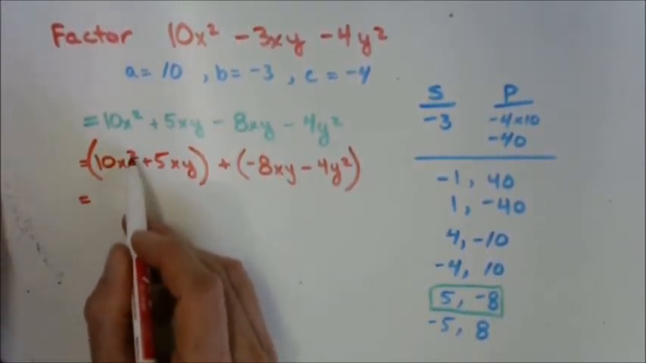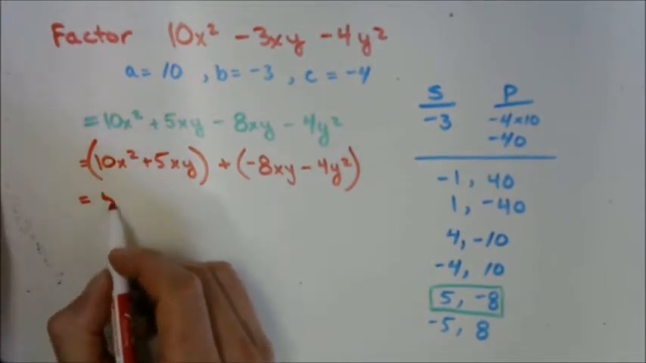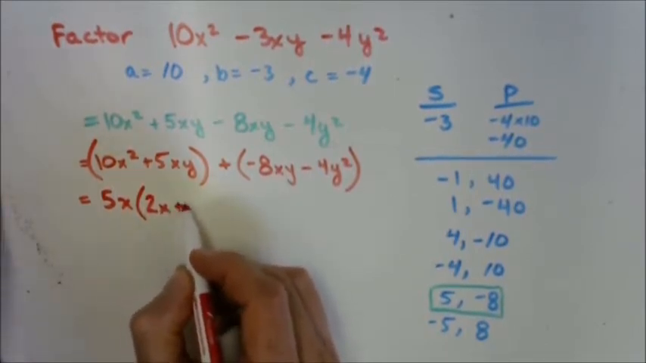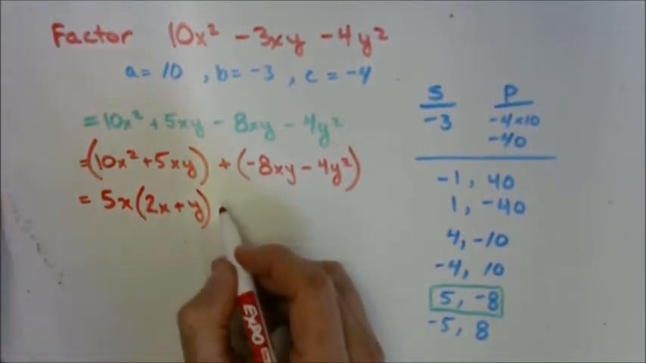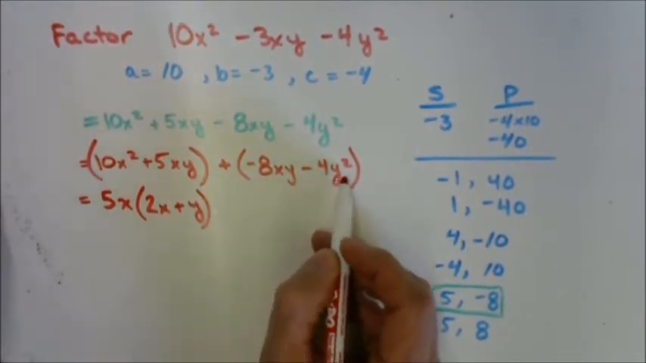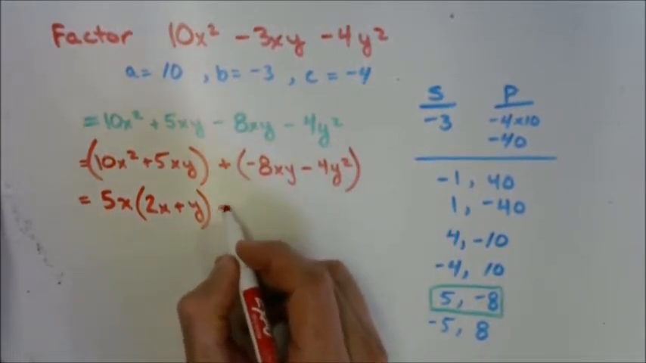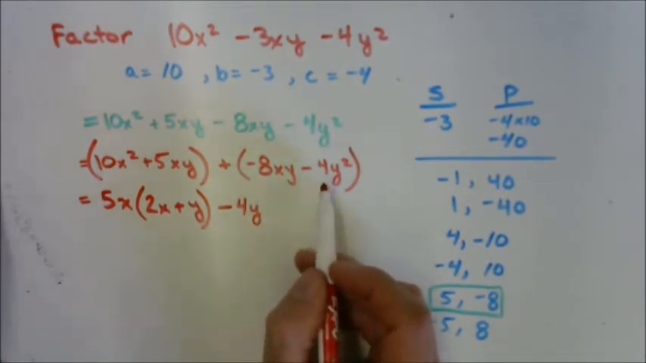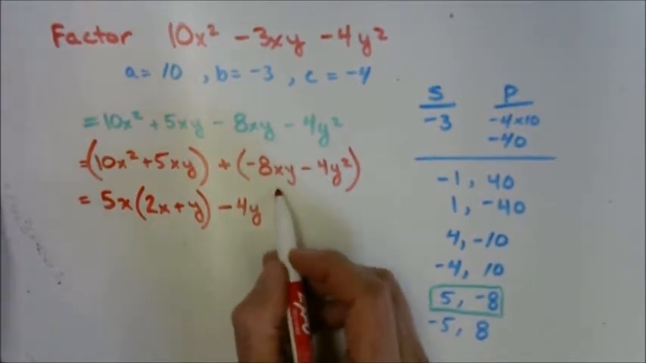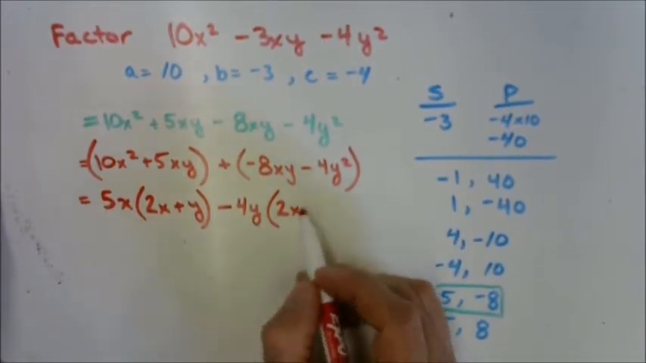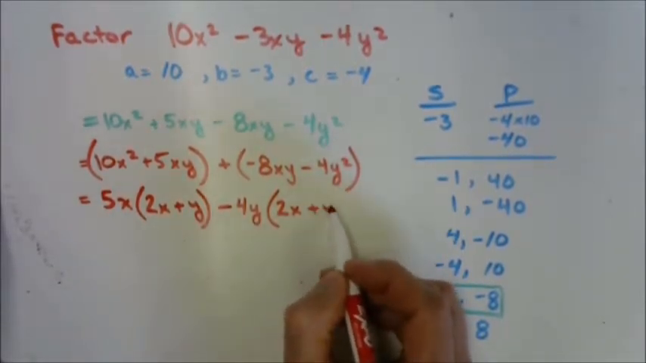Common factor between 10x squared and 5xy? 5. Don't forget your variables. Yep, 5x, which leaves us with 2x plus y. And over here, common factor between negative 8xy and negative 4y squared? Negative 4y. Good. So if you say 2, that's good too. But then keep going. Say, oh, now I'm still left with 4 and 2. Well, that's another 2, so it must be 4. Okay, let's pull this guy out. That leaves us with 2x. And if we pull negative 4y out of negative 4y squared, that leaves us with y.